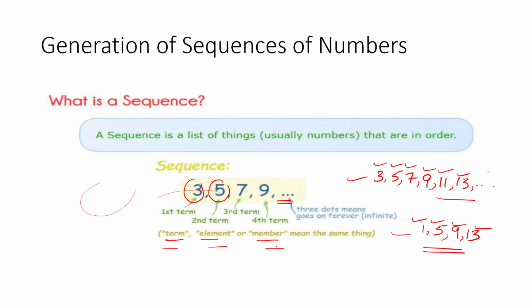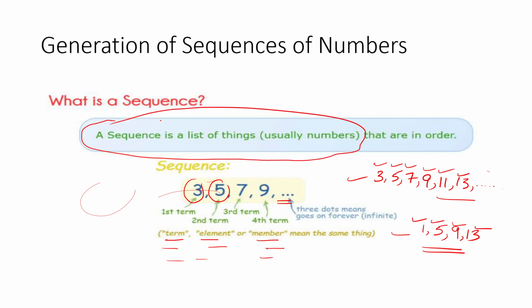You have to understand what is term, element, member. So we will call each member or each number of the sequence a term, element or member. So in short, what is a sequence? A list of numbers, not a list of things, a list of numbers in our case, which are arranged in some order. So we have seen what is a sequence, what is an infinite sequence, what is a finite sequence, and what is term, element, member.